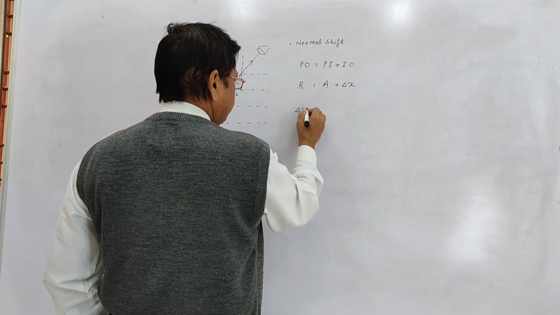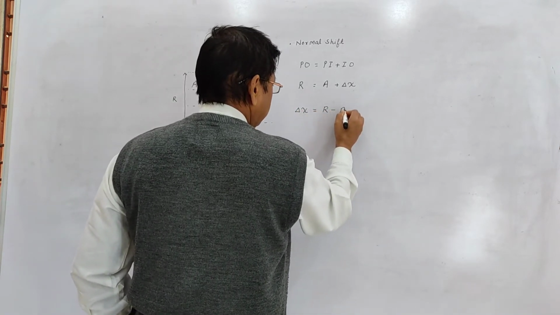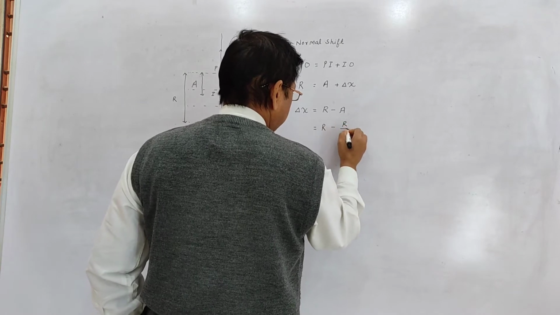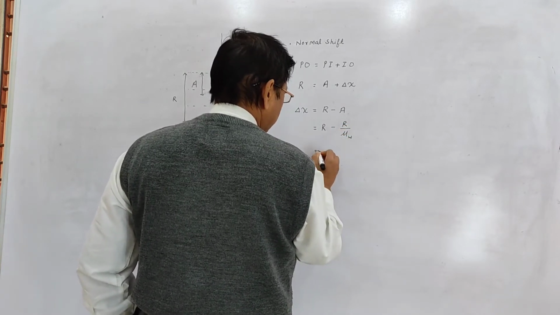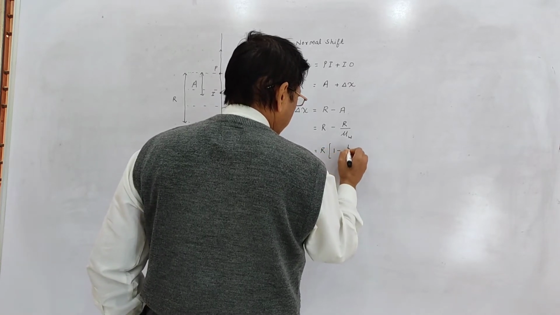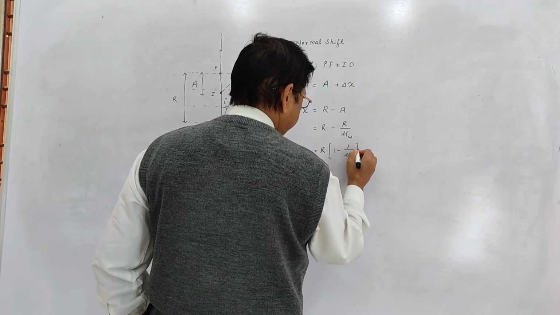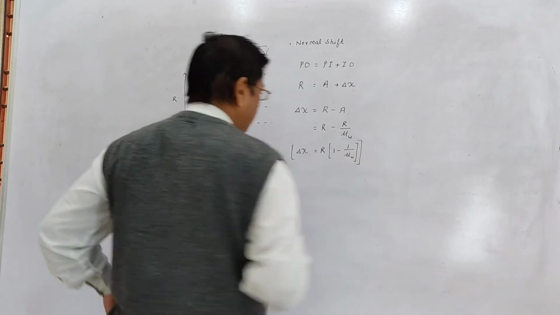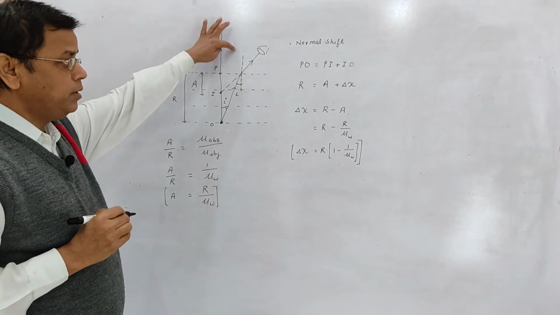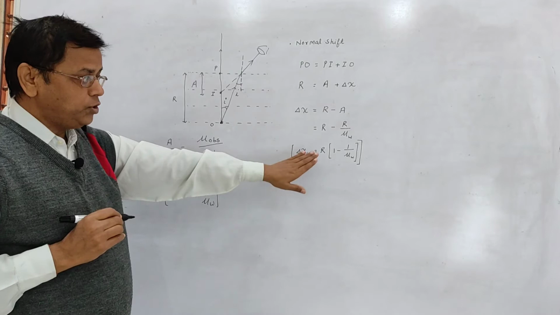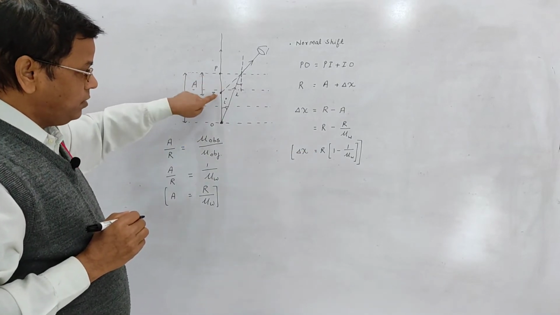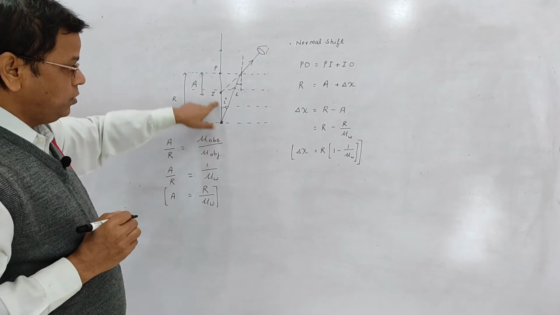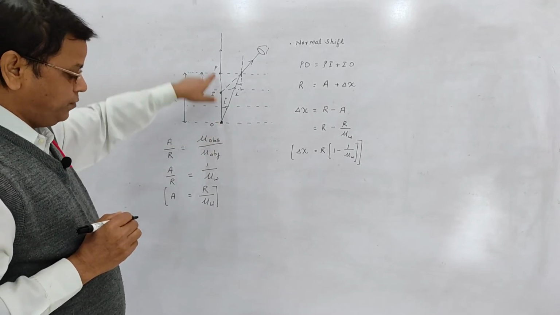So here delta X is real depth minus apparent depth. So real depth minus apparent depth, that is real depth minus real depth upon mu of water. So it is R into 1 minus 1 upon mu water. So this is the formula for normal shift when the object is in a denser medium and viewed from a rarer medium. You see the object here when seen from air instead of this position. So this is the apparent shift or normal shift.